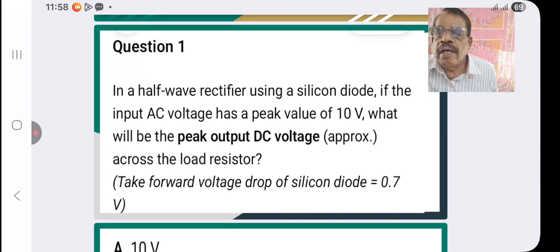Question number 1. In a half-wave rectifier using a silicon diode, if the input AC voltage has a peak value of 10 volt, what will be the peak output DC voltage approximately across a load resistor? Take the forward voltage drop of the silicon diode as 0.7 volt.